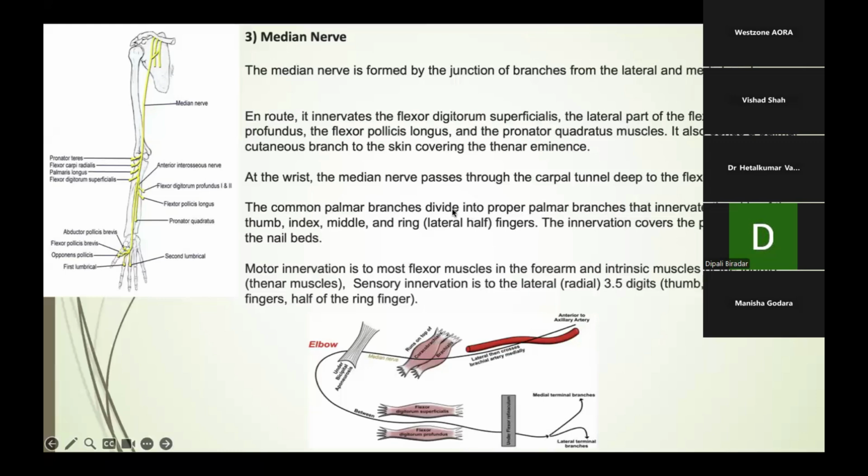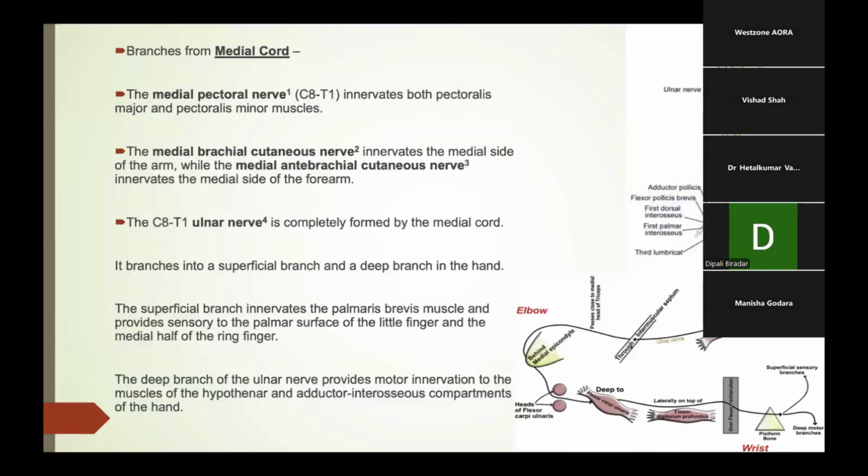The common palmar branches divide into the proper palmar branches that innervate the skin of the thumb, index, middle, and the lateral half of the ring finger. This innervation covers the palmar surface as well as the nail beds. The motor innervation is to most of the flexor muscles in the forearm and the intrinsic muscles of the thumb, the thenar muscles, whereas the sensory innervation is to the lateral, the radial 3.5 digits, that is the thumb, index finger, and the middle finger, as well as half of the ring finger.